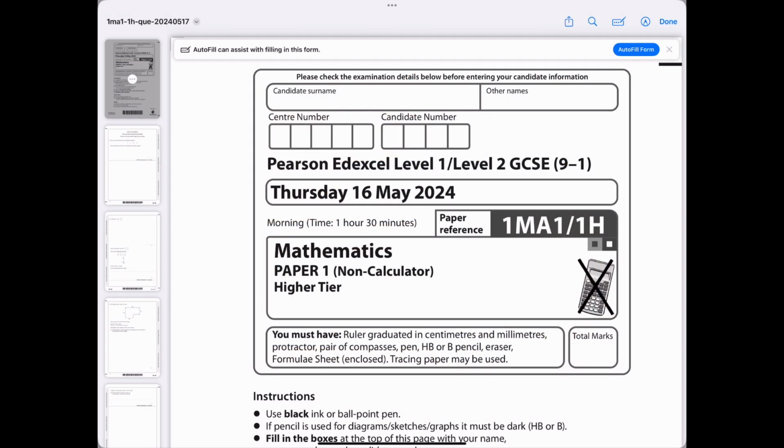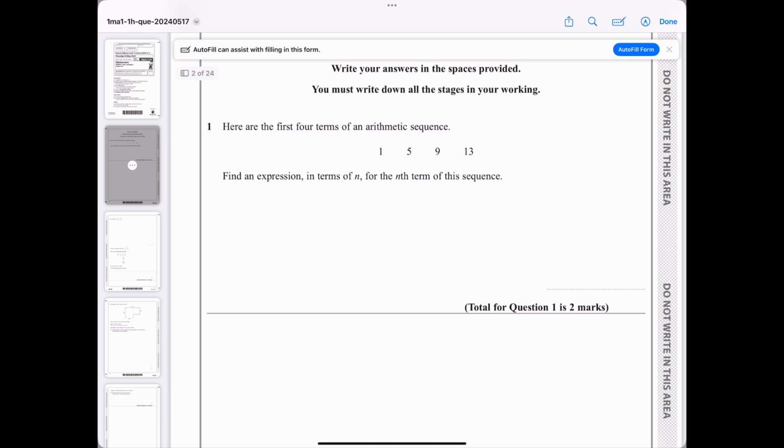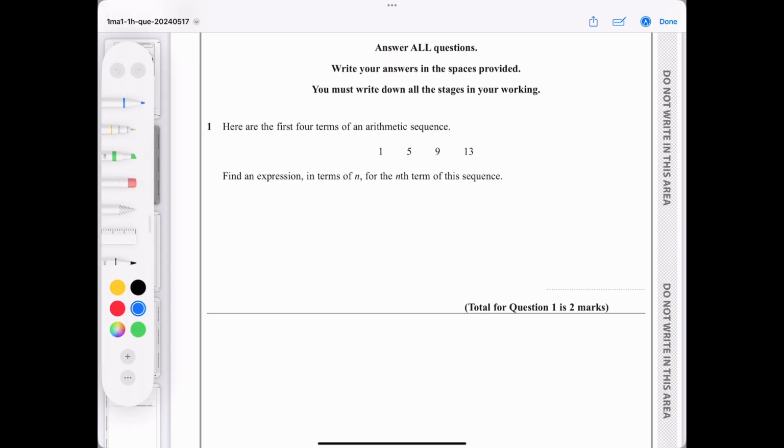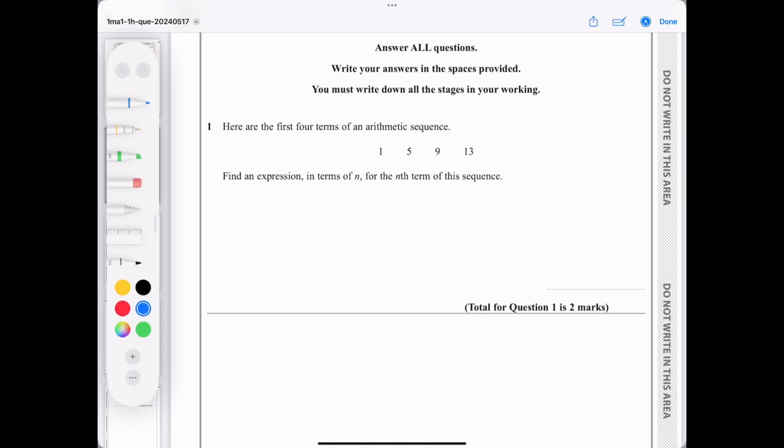I am starting this Edexcel GCSE paper from the 16th of May 2024, and here are the first 4 questions. Here are the first 4 terms of an arithmetic sequence. Find an expression in terms of n for the nth term.